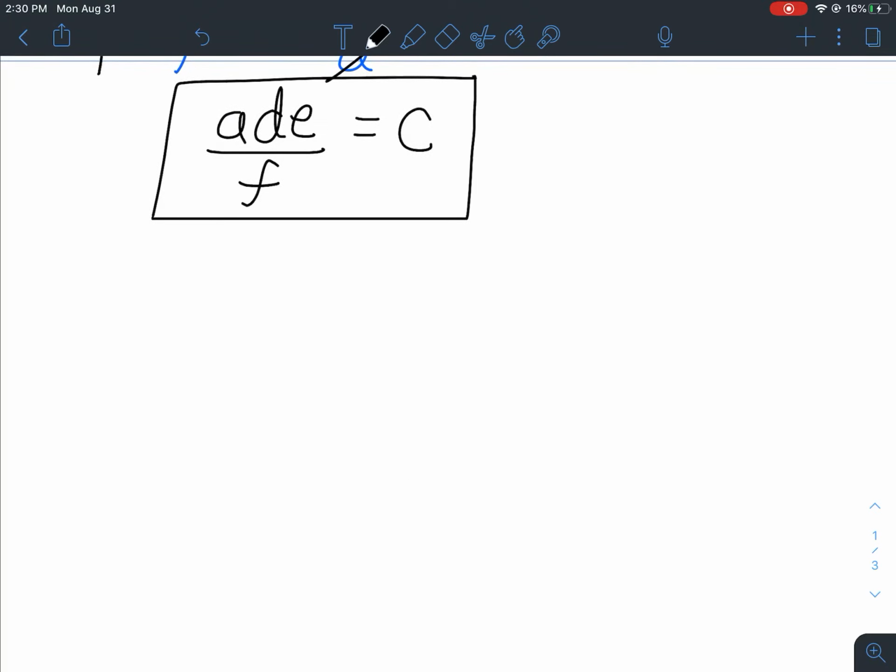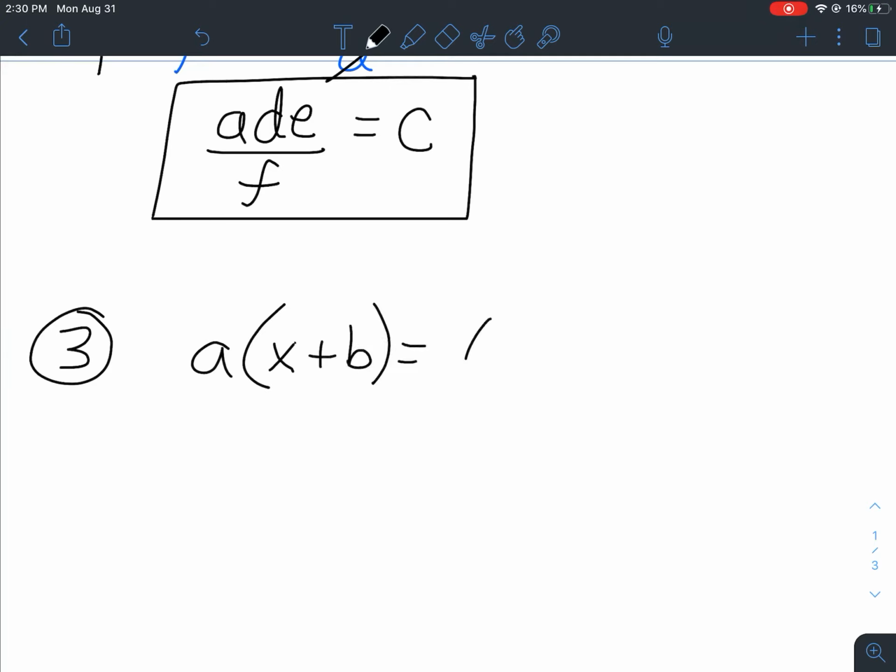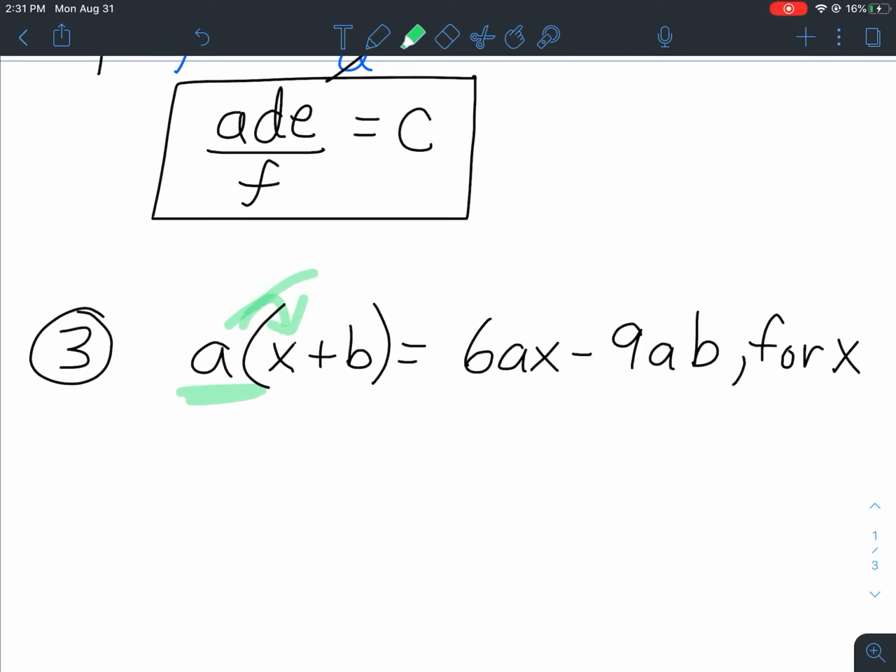Okay, moving on to the next one here. We now have to solve for x, and our equation is a times the quantity x plus b equals 6ax minus 9ab. And we're trying to solve for x. So first, just like the first one, we have this variable outside parentheses. So first thing we should be thinking is distribute, always. So we have ax plus ab.